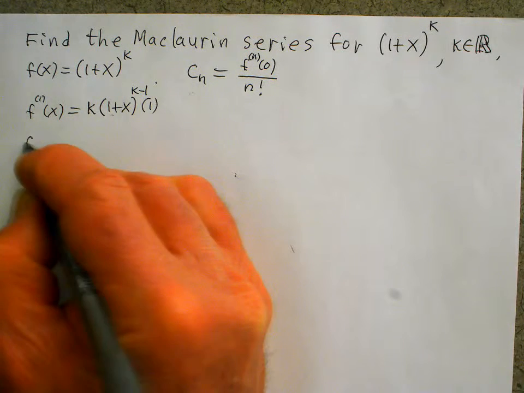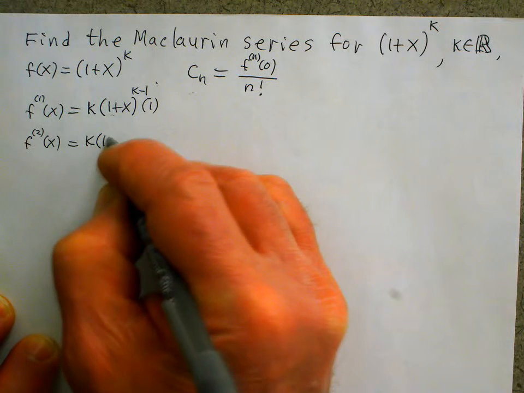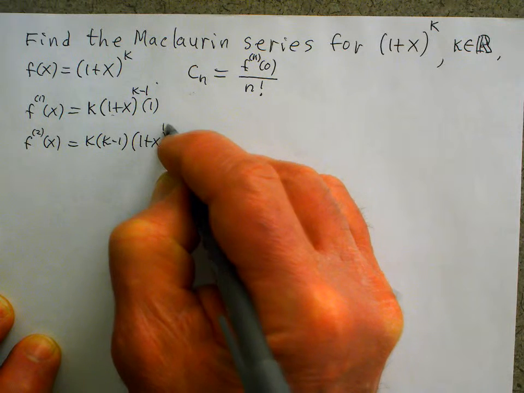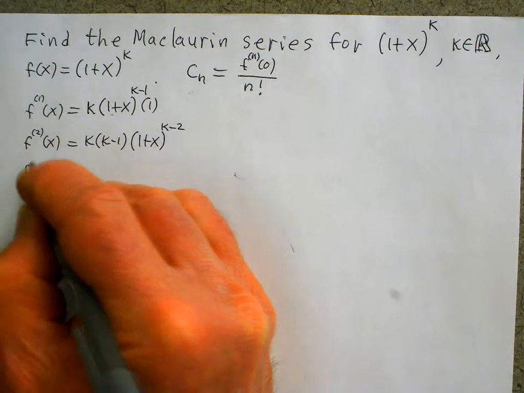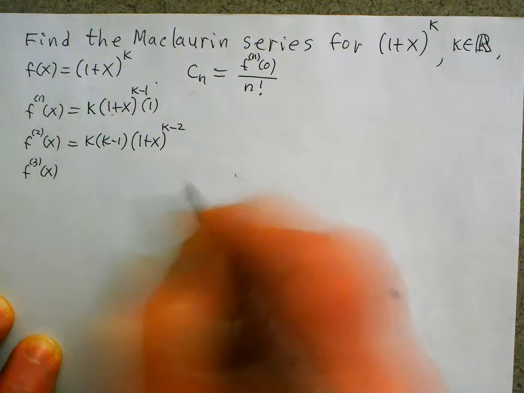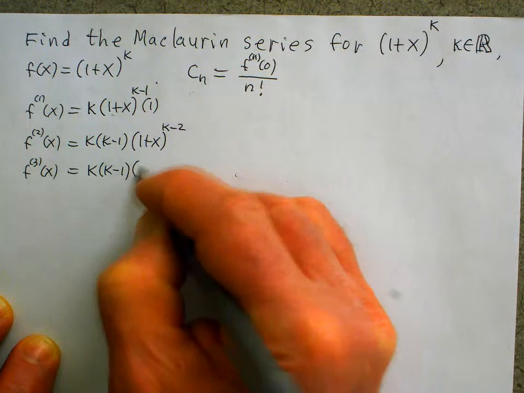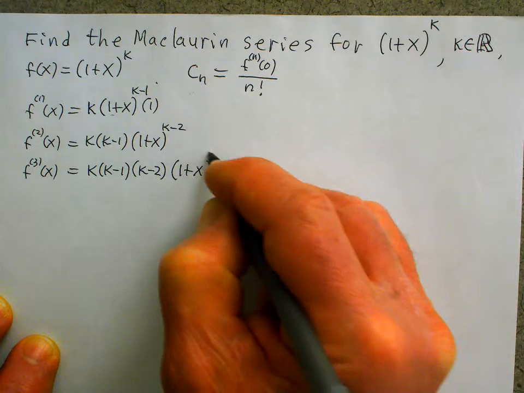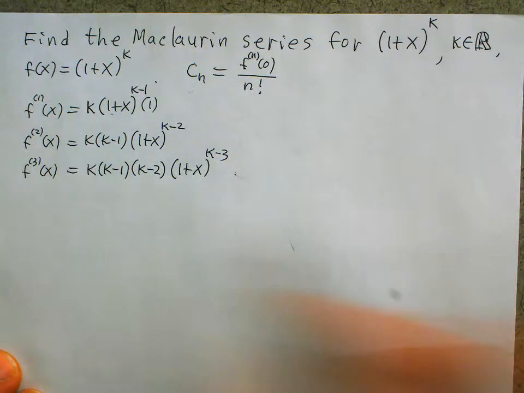The second derivative is k times k minus 1 times the binomial 1 plus x to the k minus 2 times 1. The third derivative of f is k times k minus 1 times k minus 2 times the binomial 1 plus x to the k minus 3. And so on. You can probably see the pattern.